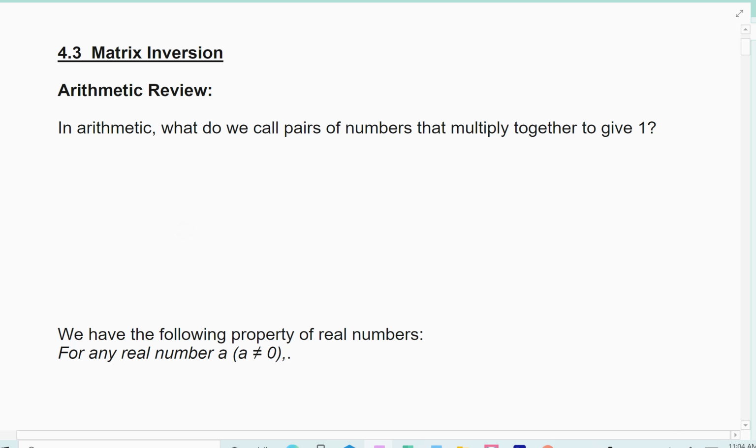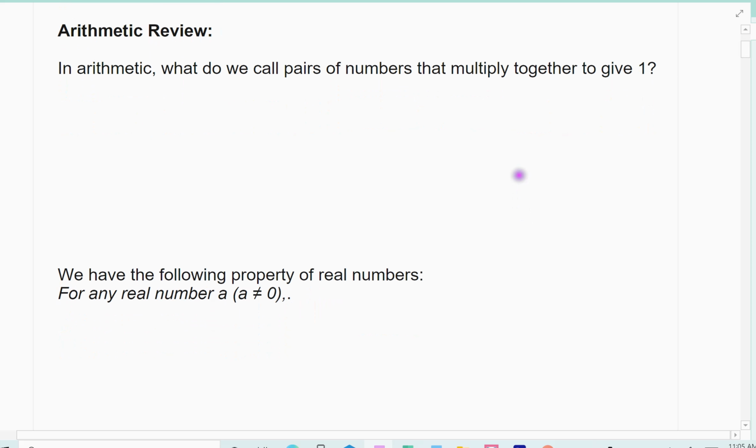The last section that we're going to cover in this class: matrix inversion. Before we get to matrix inversion, we're going to talk a little bit about arithmetic. It's always good to relate what we can do with matrices with what we can do with numbers, because we learn numbers first. The first question in my arithmetic review is, what do we call a pair of numbers that multiply together to give us 1?